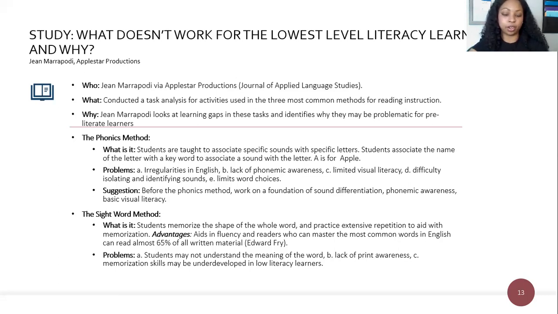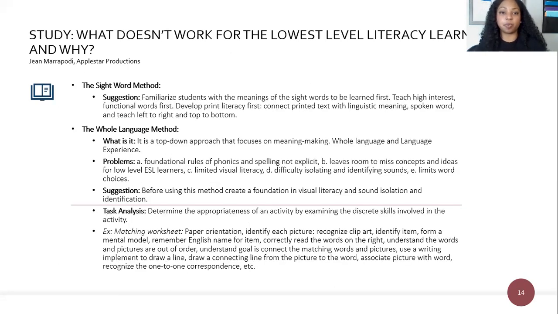And what John Maripodi found was that students, in order to be successful, needed a combination of methods. No one of these methods would work on its own. Students needed a foundation in sound differentiation, phonemic awareness, visual and print literacy, a strong oral foundation, and they also needed a foundation in sound isolation and identification in order to be successful at most of these tasks.